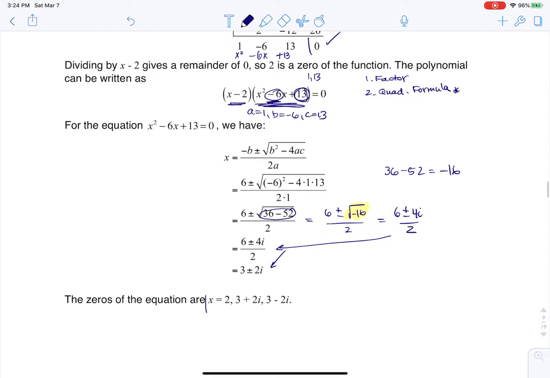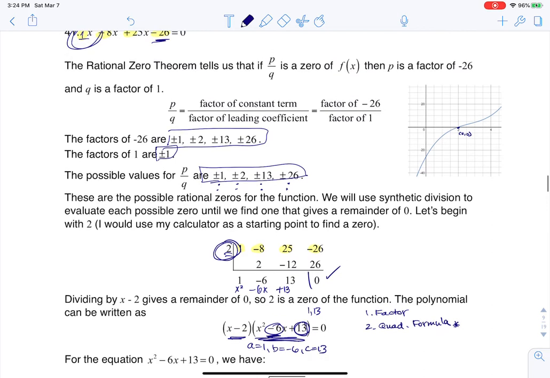So the zeros of my equation are 2, 3 plus 2i, and 3 minus 2i. Now this is the only one that's actually an x-intercept because it's the only real root, right? These guys are not x-intercepts. There's no x-intercept at 3 plus 2i because it's an imaginary number, or technically it's complex. But again, if we go back to the graph, that's why you only saw the one x-intercept. It's just going through at 2, 0.